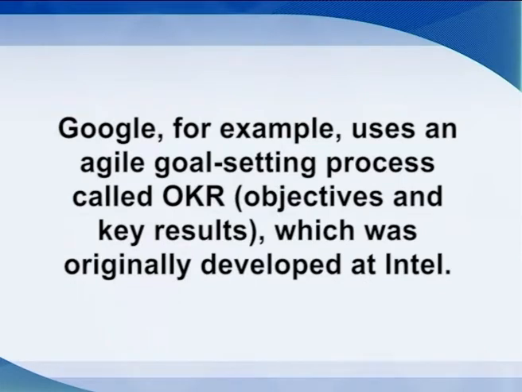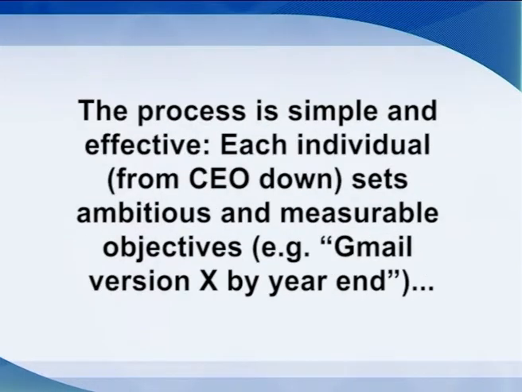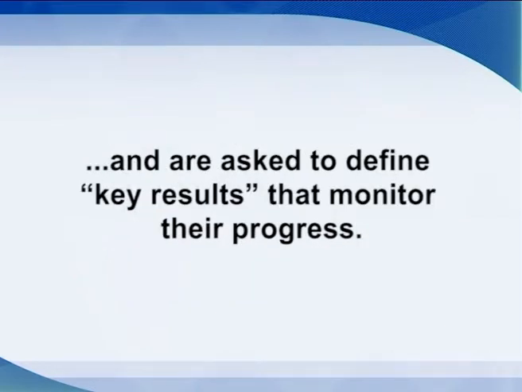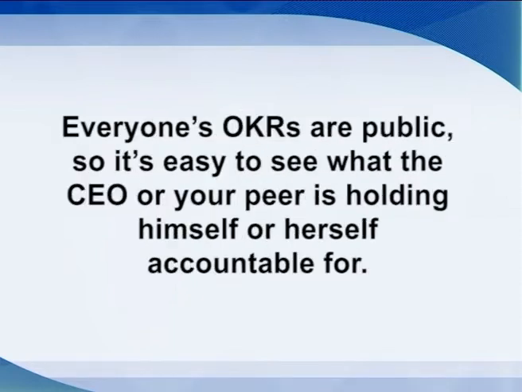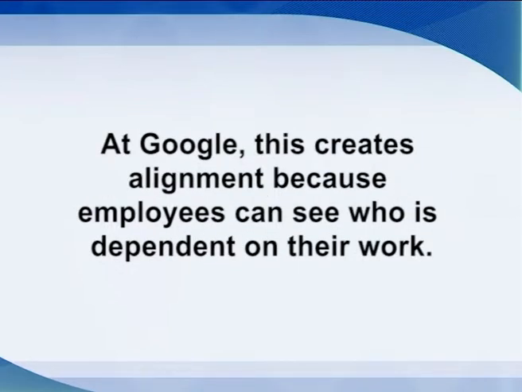Google, for example, uses an agile goal setting process called OKR, Objectives and Key Results, which was originally developed at Intel. The process is simple and effective. Each individual, from CEO down, sets ambitious and measurable objectives, for example, Gmail version X by year end, and is asked to define key results that monitor their progress. Everyone's OKRs are public, so it is easy to see what the CEO or your peer is holding himself or herself accountable for. At Google, this creates alignment because employees can see who is dependent on their work.